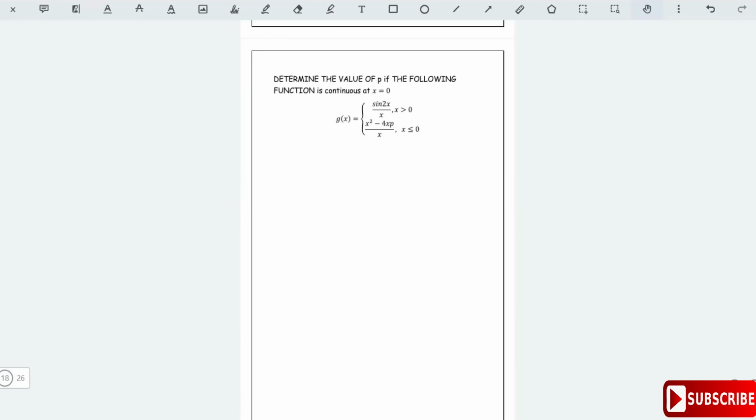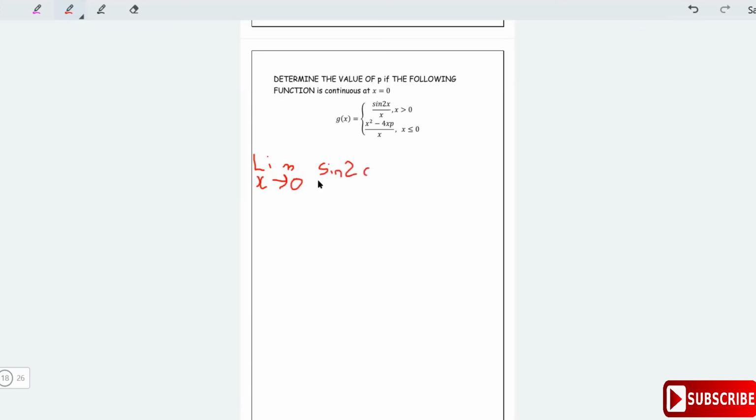Determine the value of p if the following function is continuous. If the function is continuous, then what do we know? Then we know that the limit from the left is equal to the limit from the right. It always comes down to that. So the limit as x approaches 0 of sine 2x over x is equal to the limit as x approaches 0 of x squared minus 4xp over x. First and foremost, the limit as x approaches 0 of sine 2x over x, we know this part is 2.